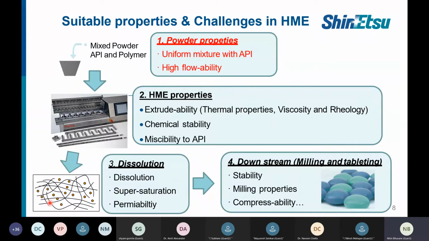So now we'll talk about the properties and challenges in HME. It can be broadly classified into four parts, that is powder property, HME property, dissolution property, and downstream property. Today I will be discussing mainly the top three points, that is powder property, HME, and dissolution. Downstream, I can say, is more or less related to the machine, so it is not much related to the polymer. So we won't be discussing much on downstreaming. We'll be discussing first the powder property, that is uniform mixture with the API and high flowability.